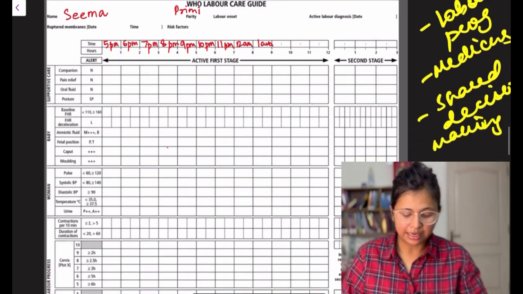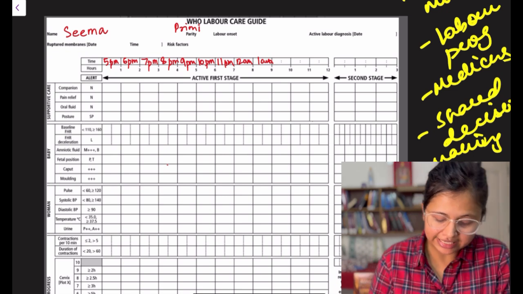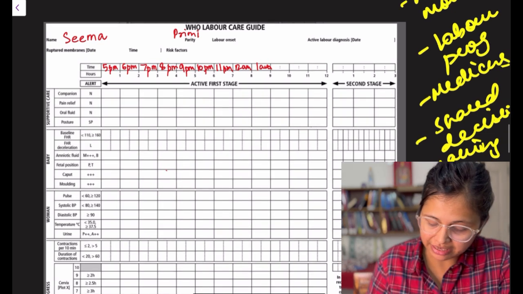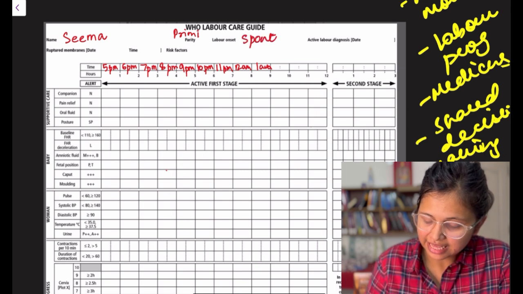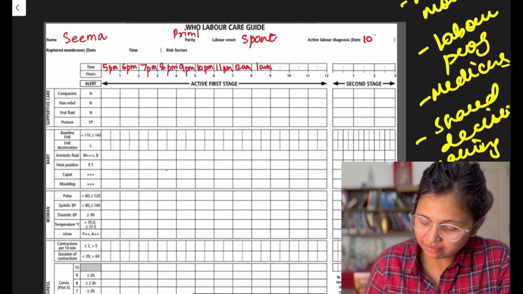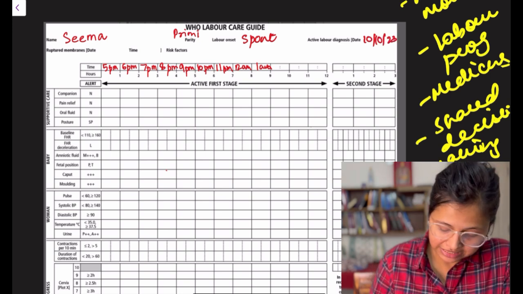So quickly, let's come to this partograph. We can see the first section over here. The first section is the patient details. So our patient name is Seema. She's a primigravida and labor onset for this patient has been spontaneous, right? And she went into active labor on 10th of October. And she came to us at 5 p.m. So this is the first time that we are plotting. This one block is 1 hour.